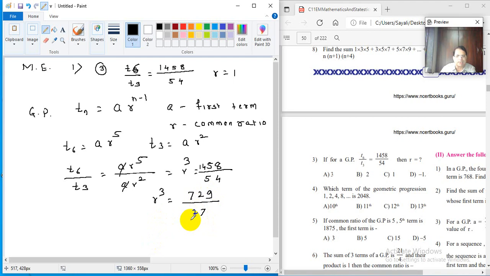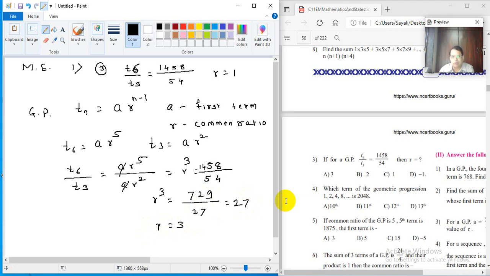Or you can see, if we divide by 27, 27 twos are 54, right? 27 twos are 54, and 18 remains, leaving 189. So r cube is 27. So r is 3. So the answer is option r is 3. They have asked you r. So problems like this can be done very easily.